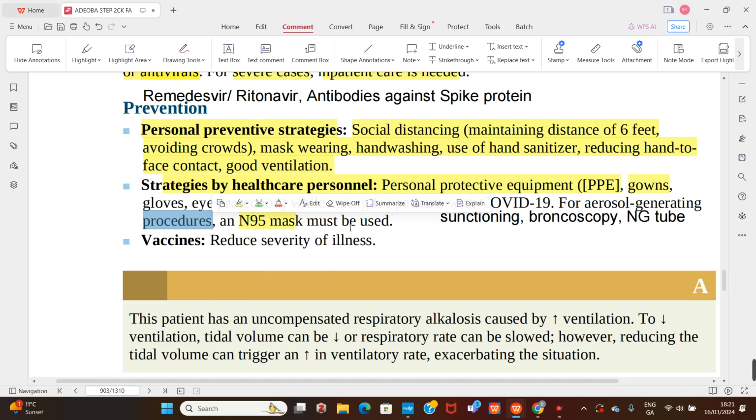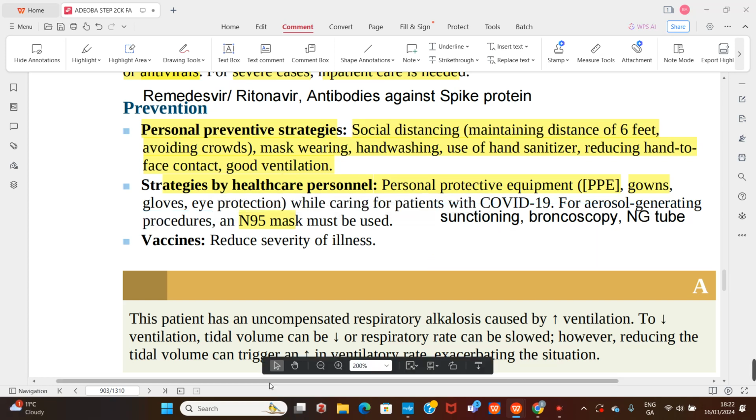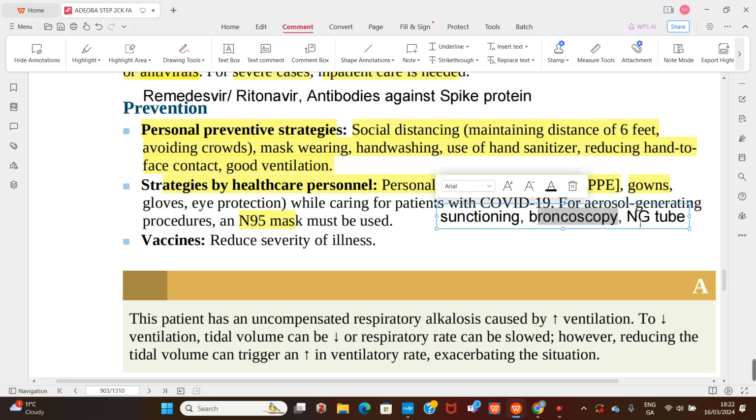This mask is very good because it fits tightly to the nose, to the mouth, and it can filter any air that is being breathed. So any air they take in, it filters it, makes it devoid of microbes and the like. So it's very, very good for aerosol generating procedures like the patient being suctioned, bronchoscopy being attempted, passage of NG tube. All these things can generate respiratory droplets and aerosol that can lead to spread of COVID.